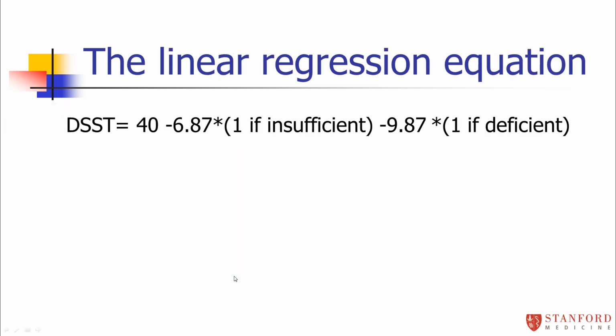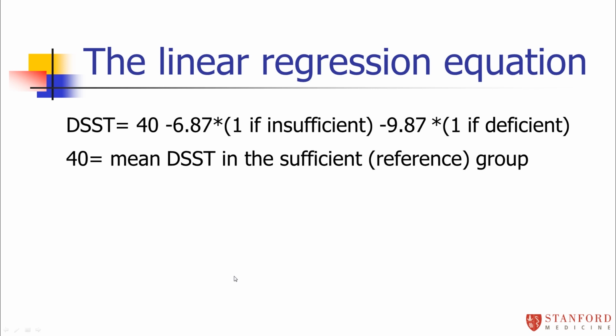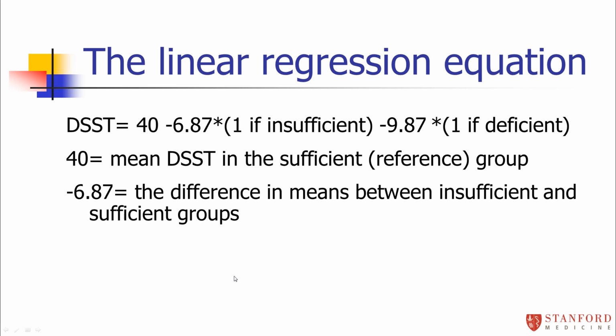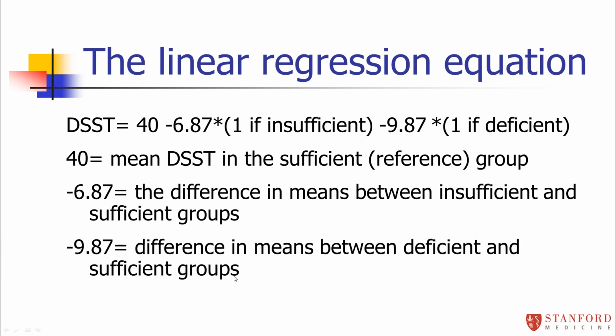That's the linear regression equation written out, and we can use that to then predict what's the mean value for those in the insufficient group, those in the deficient group, and those in the normal group. And you're going to see that for the simple model, it's nothing too profound. The 40 is the mean in the reference group. Negative 6.87 represents the difference in means between the insufficient and sufficient groups, and again, negative 9.87 represents the difference in means between the deficient and the sufficient groups.